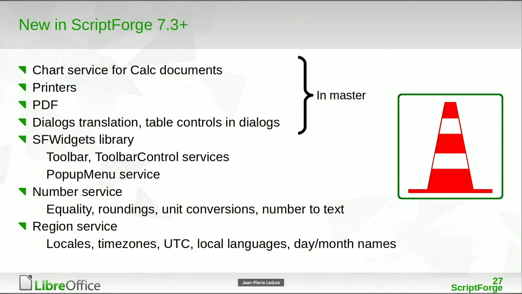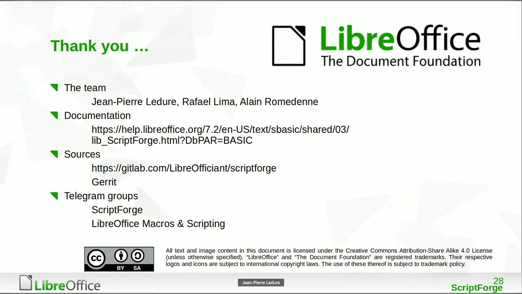We think to have an SF widgets library with especially a pop-up menu service, a functionality that is often requested in forums. We would like to have a number service about roundings and unit conversions, especially designed for managing double variables, and also a region service to know, for instance, what time it is in Tokyo when it is 12 o'clock in Brussels or on the Greenwich Meridian, and to have a UTC now function, for instance.